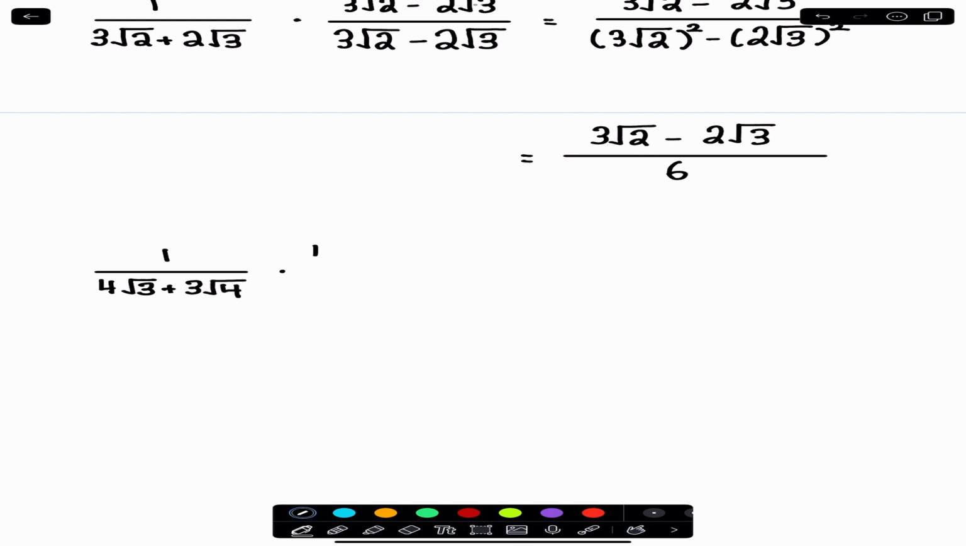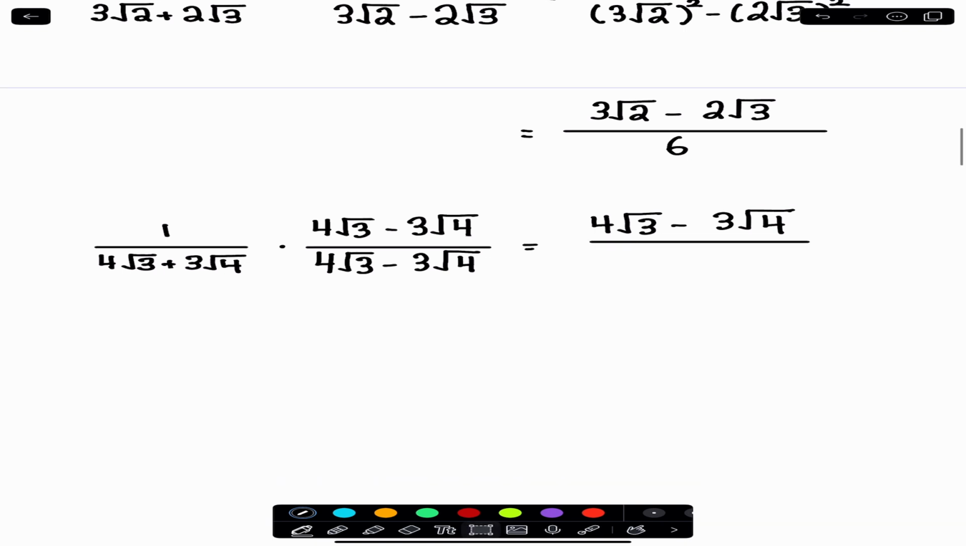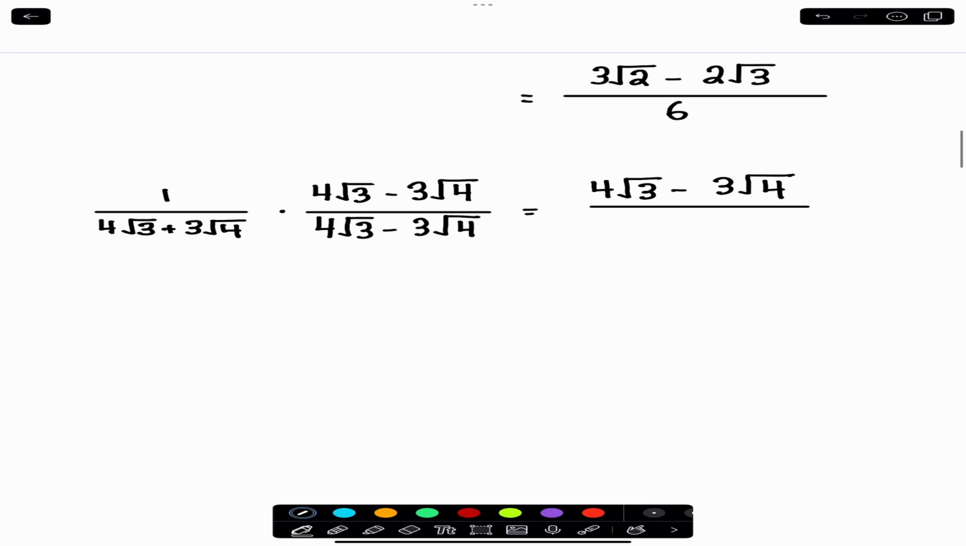We multiply by its conjugate. That just ends up being, and I'm going to go through this a little bit quicker. So I'm sure you can do this slowly on your own at home, but it's basically 4 root 3 squared minus 3 root 4 squared. When you simplify that, that just ends up being 12.